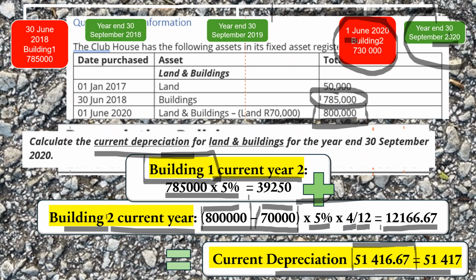51,416.67, and if I round that off, it's 51,417. Remember, when you're rounding off, round off to the nearest rand. If ever you get an answer in a test and you are 1 rand out, pick that answer where you are 1 rand out. So that question there was current depreciation for land and buildings on the straight line method. Listen to it again if you have a problem with it.